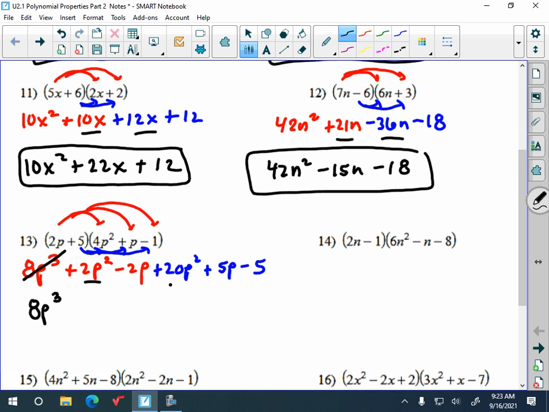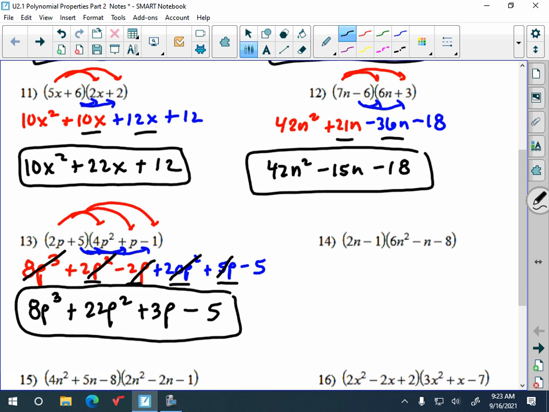We have a 2p squared and a 20p squared. We can combine those. That's 22p squared. A negative 2p and a 5p, that's plus 3p. And then a minus 5 at the end. So we got it down from 6 terms to 4 terms. This is a degree 3 polynomial, leading coefficient 8. So go ahead and try 14.